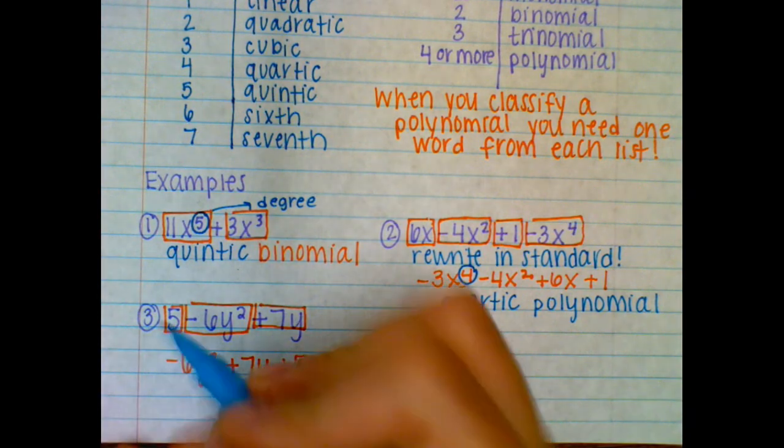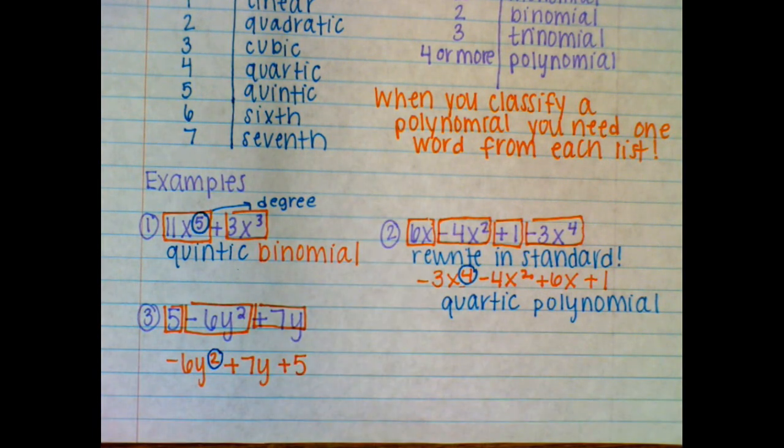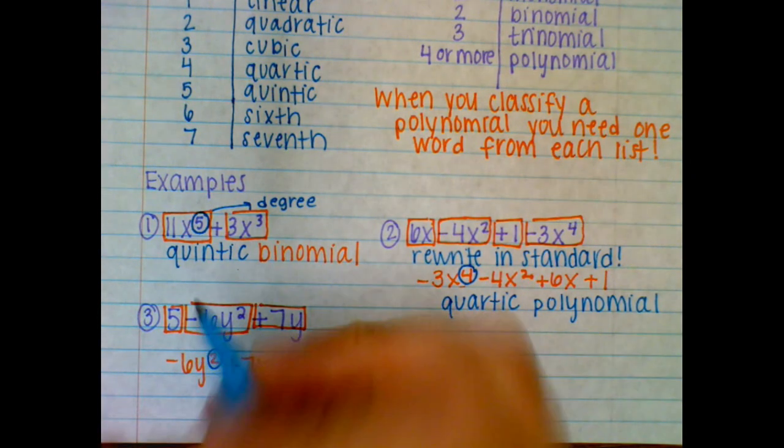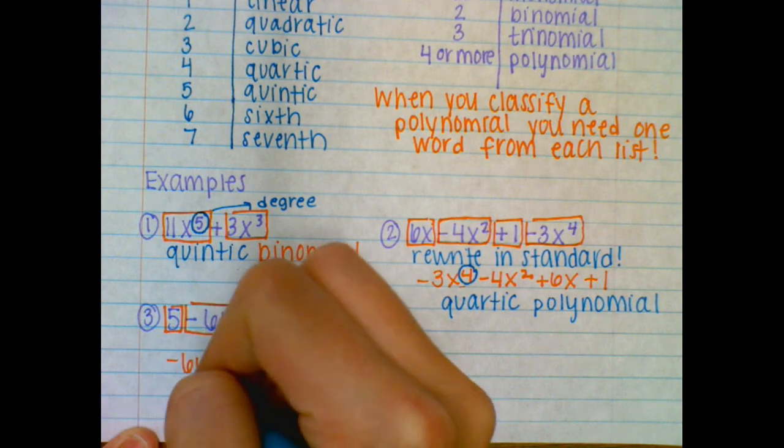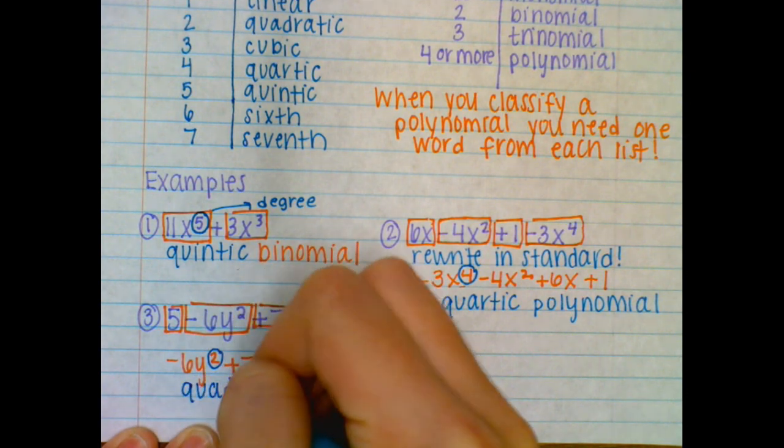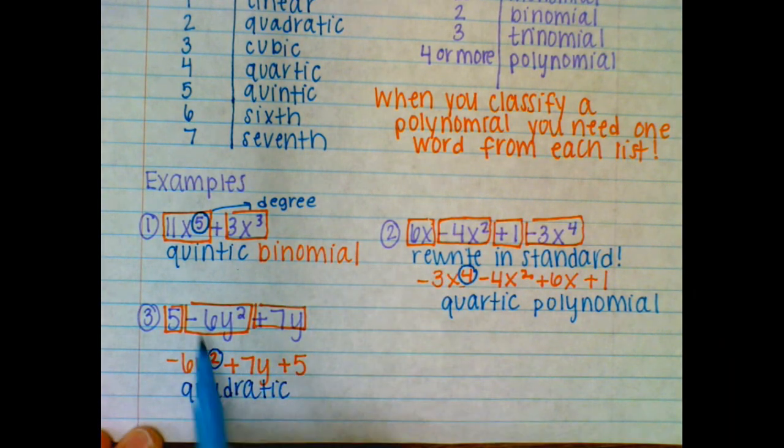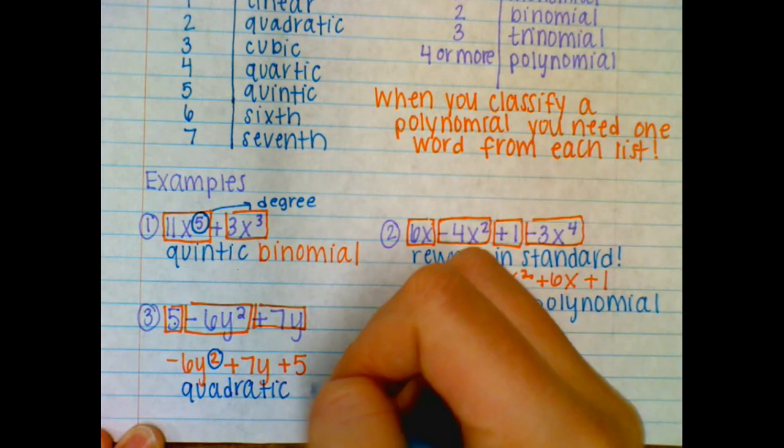So my largest exponent is a 2. That means the name for it would be quadratic. And there's 1, 2, 3 terms. So 3 terms is a trinomial.